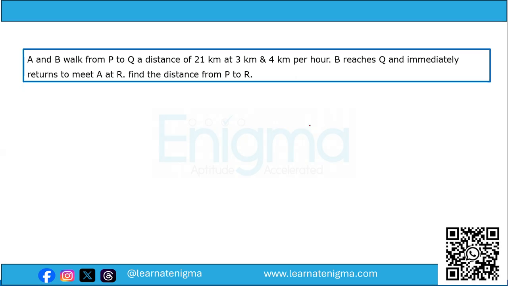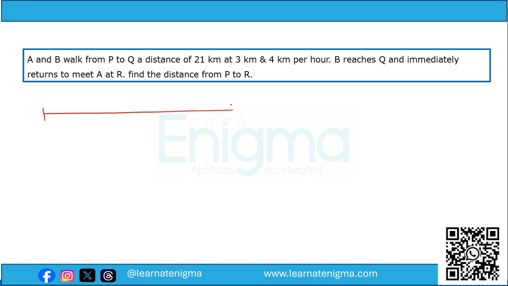A and B walk from P to Q, a distance of 21 kilometers, at 3 kilometers and 4 kilometers per hour. B reaches Q and immediately returns to meet A at R. Find the distance from P to R.